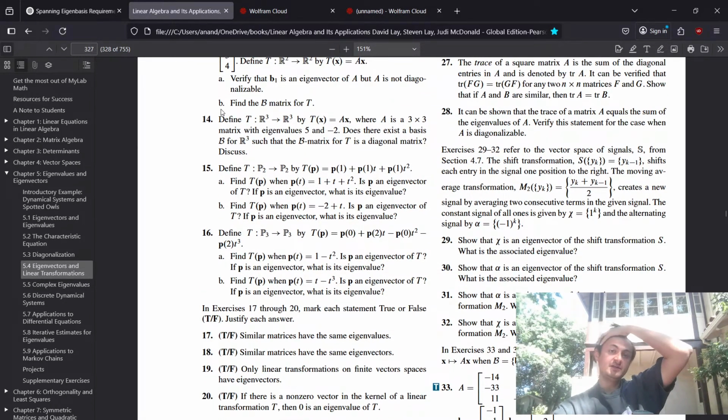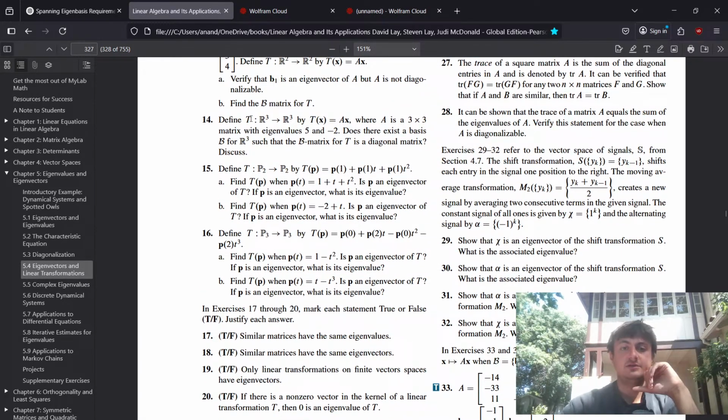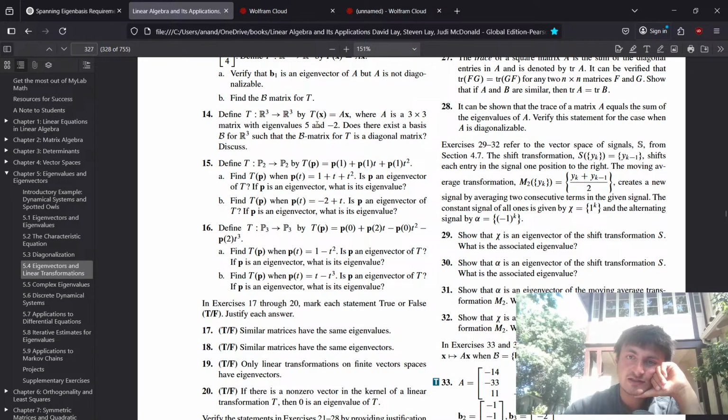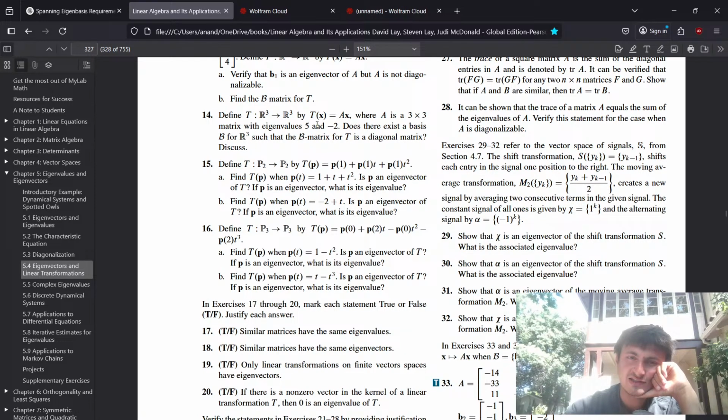Okay, problem 14. Define T from R3 to R3 by T of X equals A times X, where A is a 3x3 matrix with eigenvalues 5 and minus 2. Does there exist a basis B?